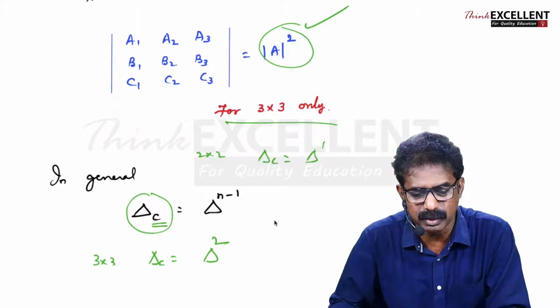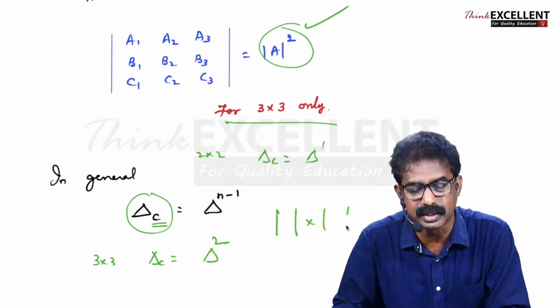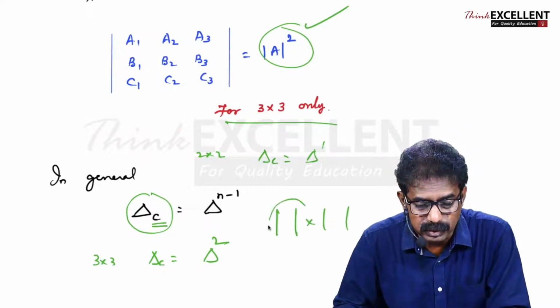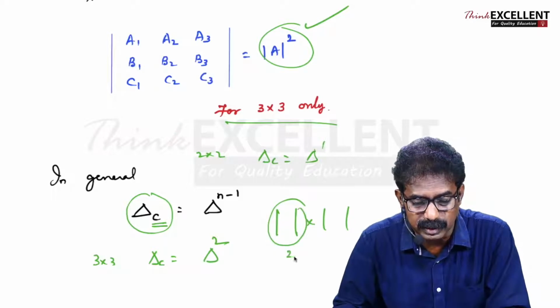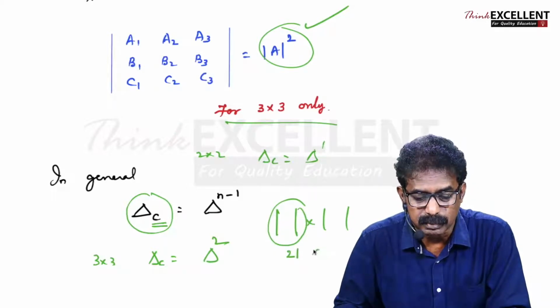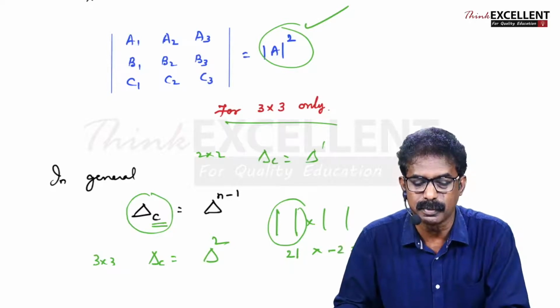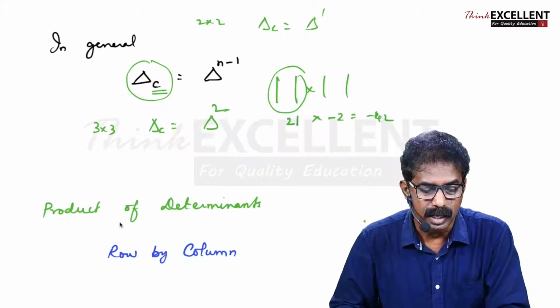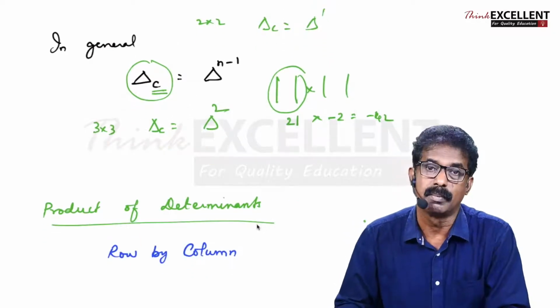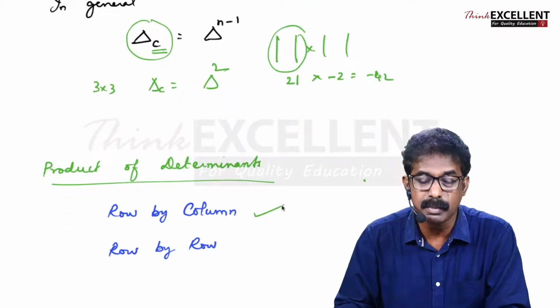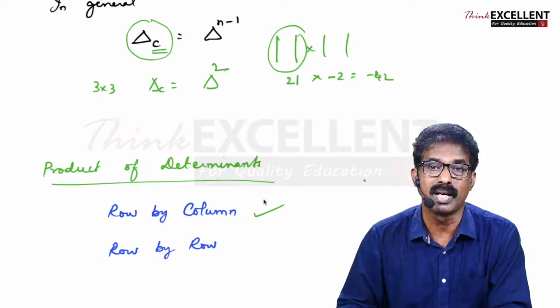Listen, suppose two determinants are given. This is one determinant, this is another determinant. Very simple way: you simplify this determinant, one number you are getting. Simplify the second determinant, you are getting some answer. Then you multiply the two answers, like that also you can do. Okay. Now, also you can multiply by the row by column method as we do for matrices, right?